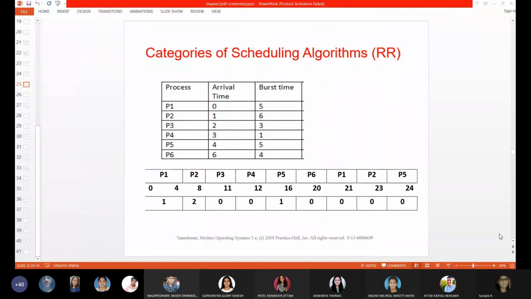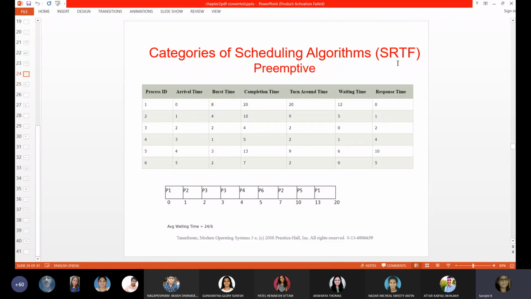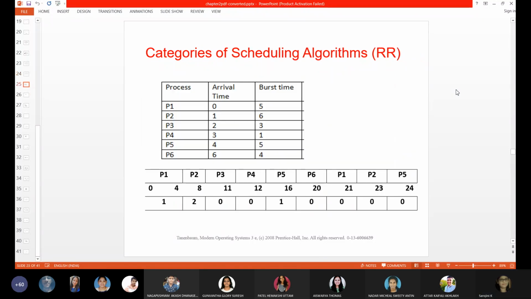Okay, students, during the last lecture, we discussed the scheduling algorithms. Before this, we saw the shortest remaining time first algorithm. Okay, the next algorithm is the round robin algorithm.